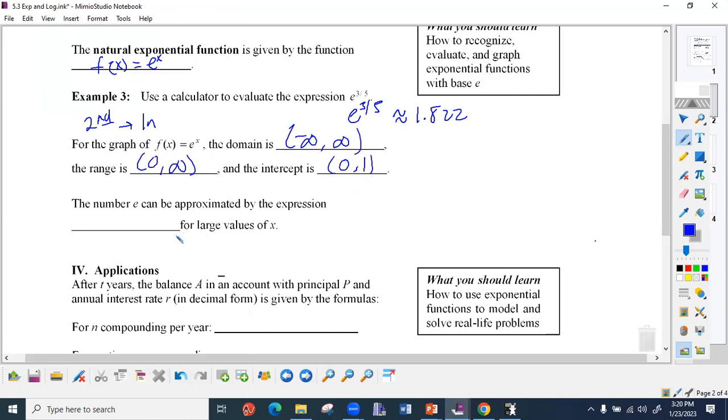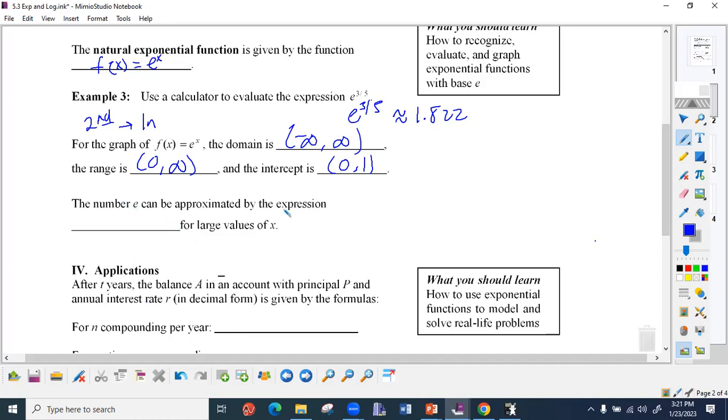0, 1. Wait, so will the range always be like to infinity? Not always, it could be from negative infinity to a number if it's reflected the other way. But it's always infinity as one of them. Yeah.